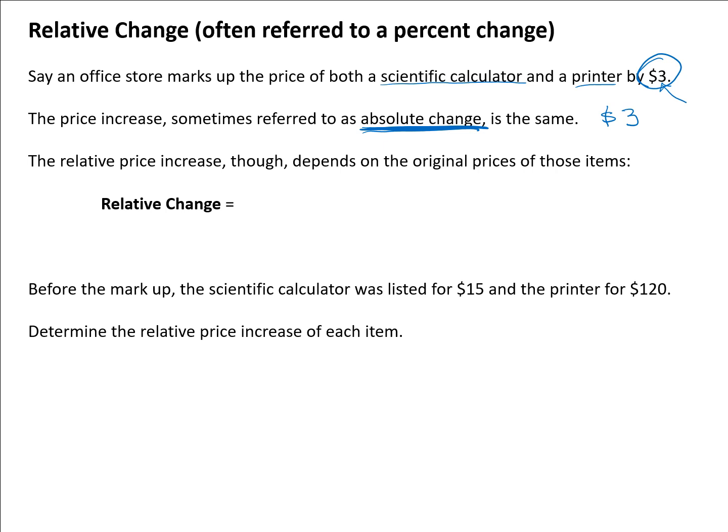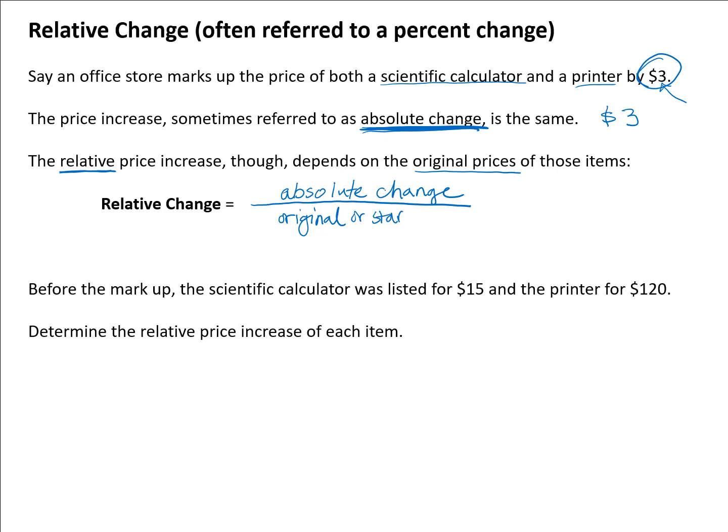What can be very interesting to look at, though, is the relative price increase or change. And we do that by looking at how that price has changed compared to the original prices of those items. We do that with a relative change calculation. Our relative change is going to be calculated with a division. Specifically, we're going to start with the absolute change, it doesn't have to be an absolute value, divided by the starting or original price of the object.